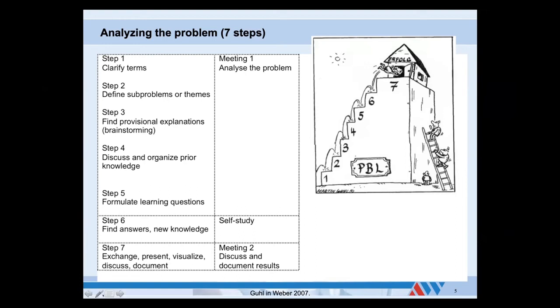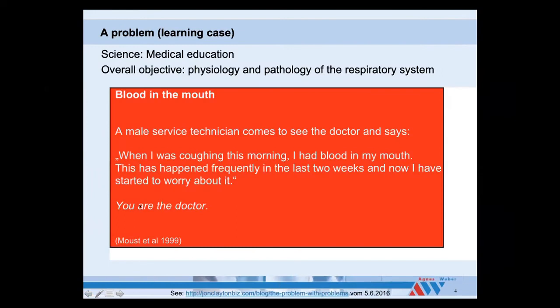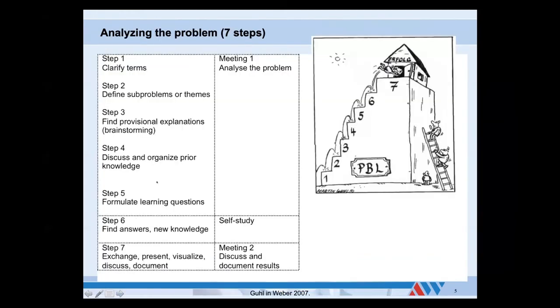And then very important, the learning questions. It's up to the students to formulate the learning questions. The cases have to be really good so they're able to formulate the proper learning questions, because that's what they're going to study later on in step 6 during their self-study.